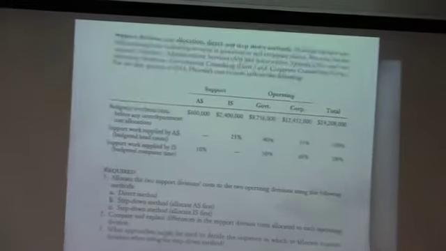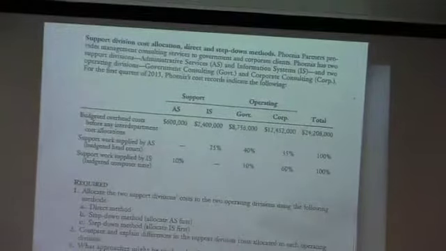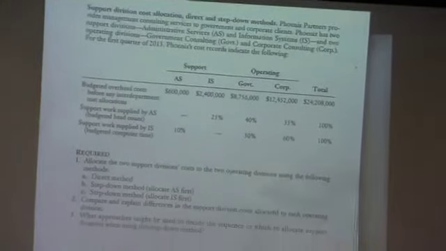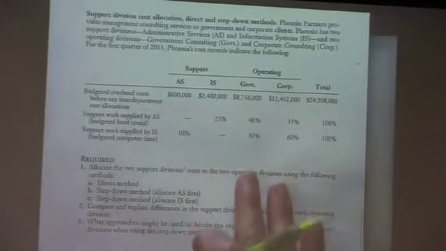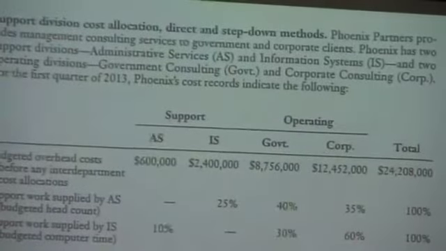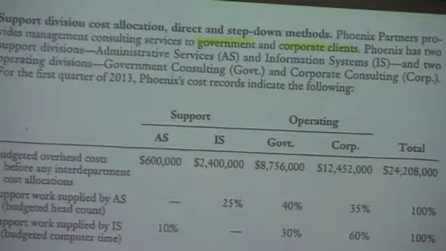So let's take a look at the question. This question is called Phoenix. Why don't we read it together? The question starts with a company that provides management consulting services to government and corporate clients. So these are the two operating departments to which they actually provide support.